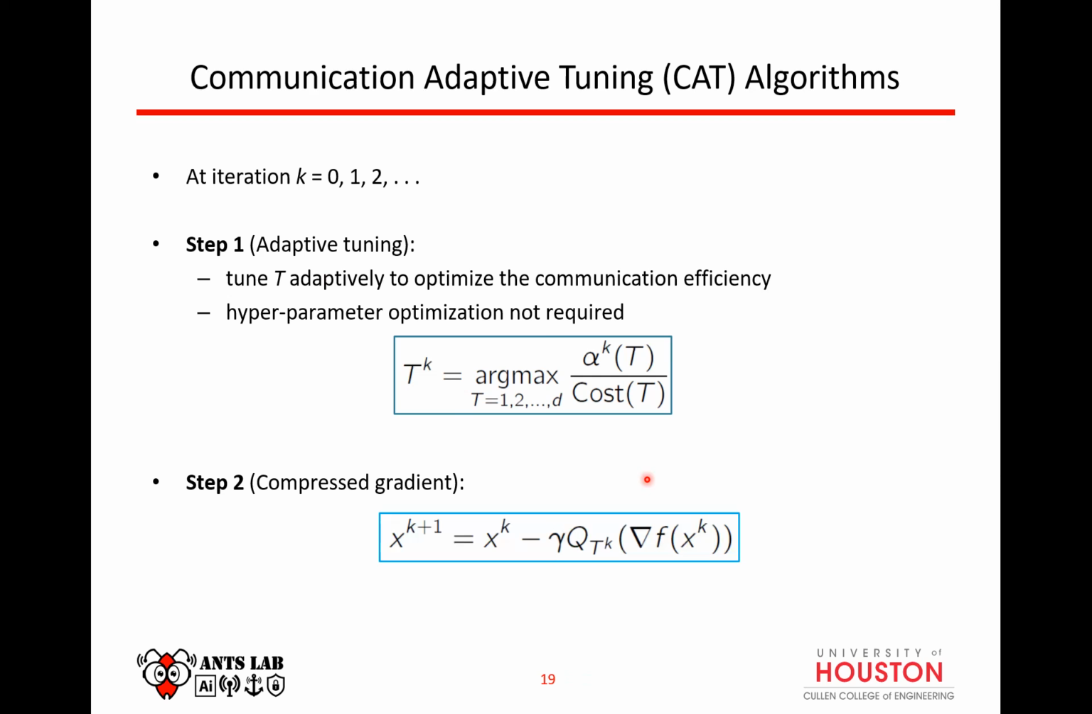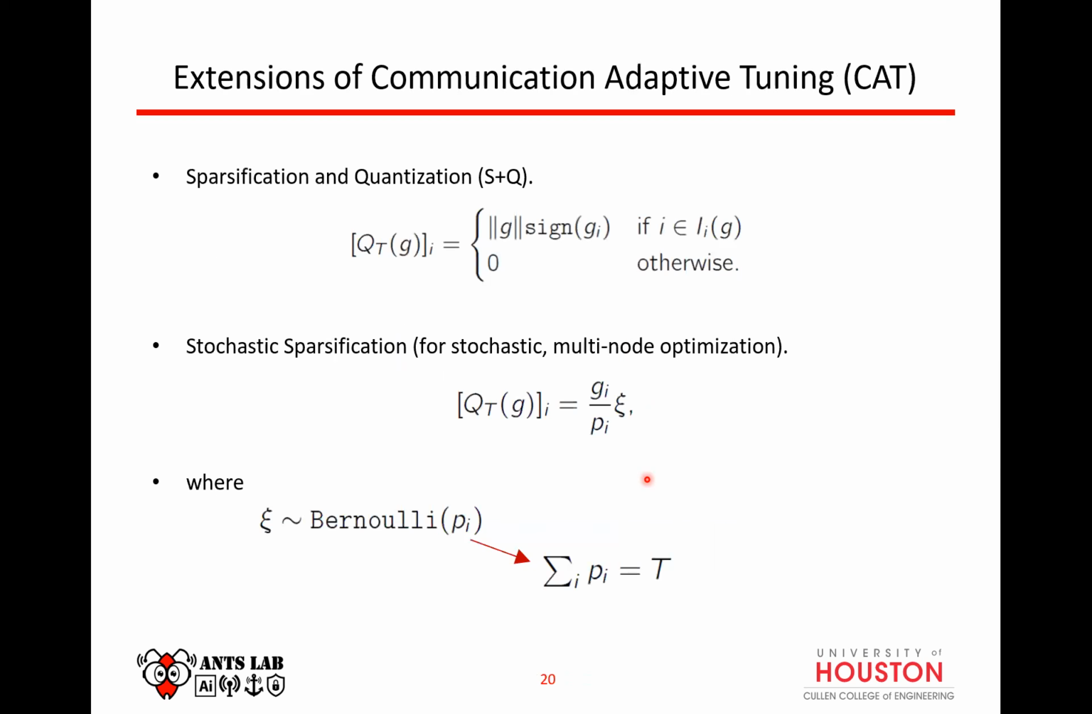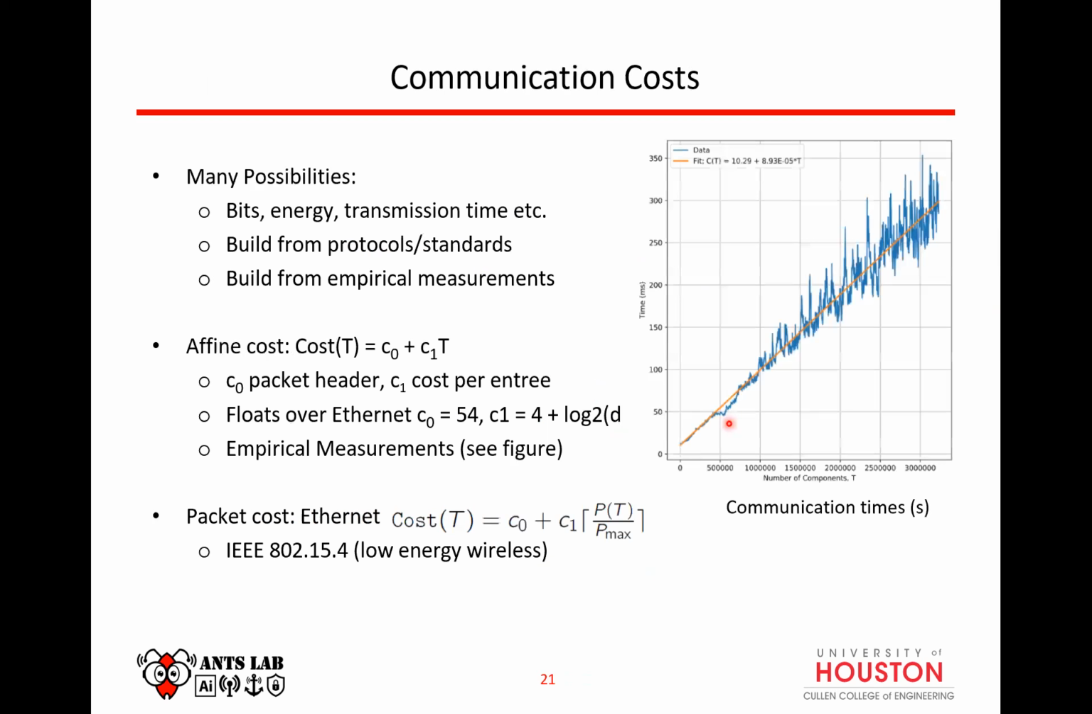So this method, they say, can be extended to other methods, like you can use both sparsification and quantization together. Maybe you can define a compression function in this way. Or maybe you can use a stochastic sparsification, where you can maybe use a Bernoulli distribution to define your P and do a multi-node optimization, etc. So you can really extend this framework to different kinds of compression methods.